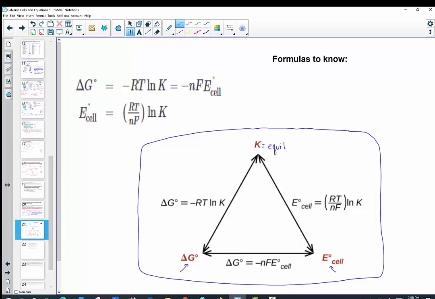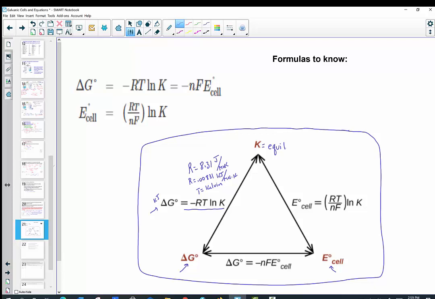Delta G can be found by knowing negative RT ln K. R is the ideal gas constant. R is 8.31 joule per mole Kelvin. Oftentimes, delta G is given to you in kilojoules. So if you're using kilojoules, make sure you use 0.00831 kJ per mole Kelvin for your R. You want to make sure that you have like units. And of course, T has to be in the Kelvin scale. K is your equilibrium constant. Ln, of course, natural log.